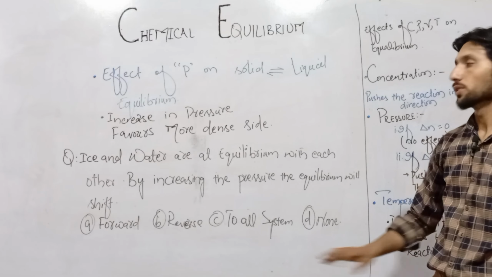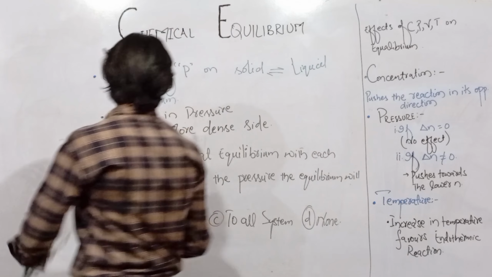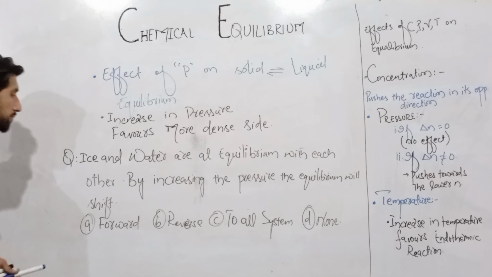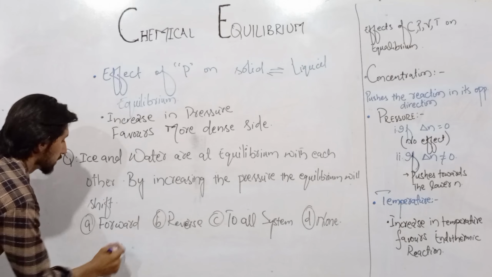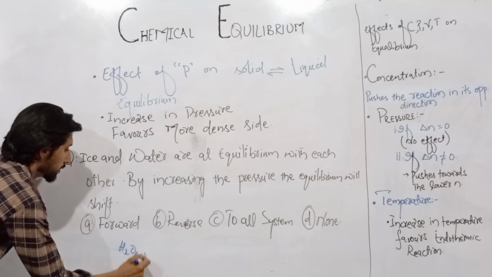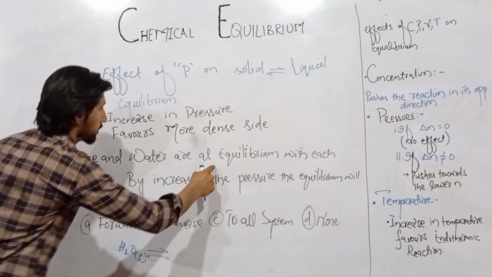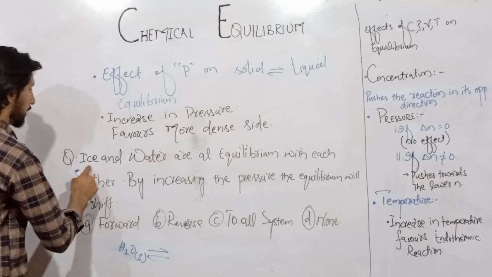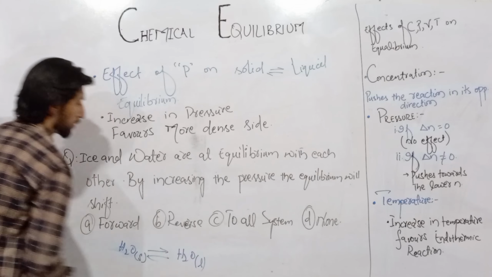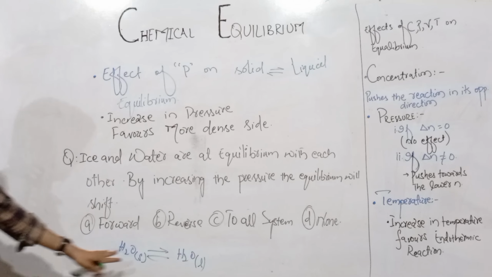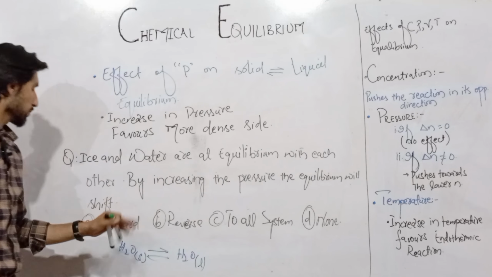So here the question is posed: ice and water are at equilibrium with each other. Ice, H2O solid, is in equilibrium with water. Water means liquid. They are at equilibrium with each other. By increasing pressure, the equilibrium will shift.